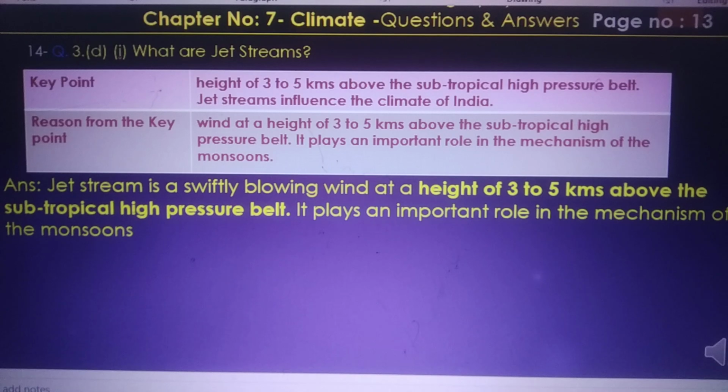Next, question number 14. What are jet streams? Winds at a height of 3 to 5 kilometers above the subtropical high pressure belt. Jet streams influence the climate of India. The reason for the key points: winds at a height of 3 to 5 kilometers above the subtropical high pressure belt. It plays an important role in the mechanism of the monsoons.